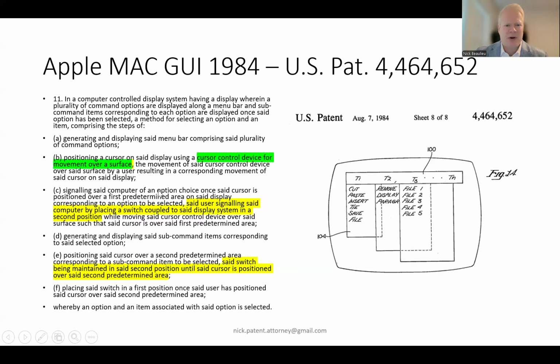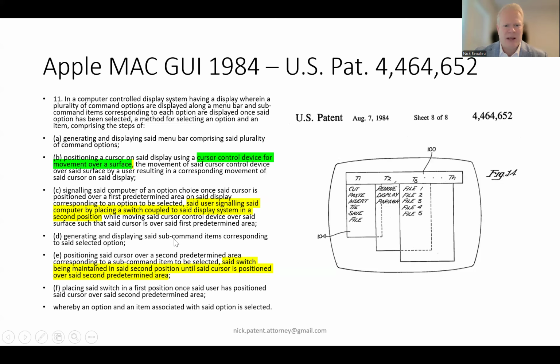C, signaling said computer of an option choice once said cursor is positioned over first predetermined area on said display corresponding to an option to be selected, said user signaling said computer by placing a switch coupled to said display in a second position while moving said cursor control device over said surface such that said cursor is over said first predetermined area. So that again is kind of some formal claim language, difficult to read, but it's basically saying you're taking your mouse cursor, you're putting it over one of the menu items, you're kind of maybe pushing down with the mouse and leaving it kind of engaged to select a sub item.